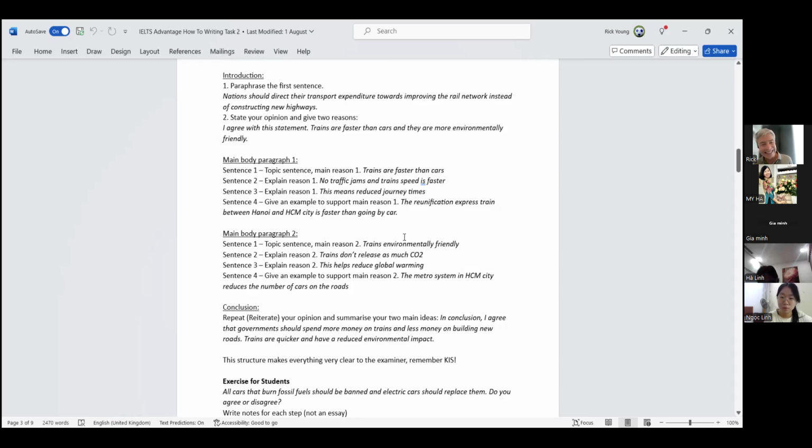Kang Ewan. Yes. Okay, what is the last sentence in each main body paragraph? Always an example. Correct. Okay, in each main body paragraph, your last sentence, which is usually sentence 4, unless you have written more sentences, your last sentence is always an example.